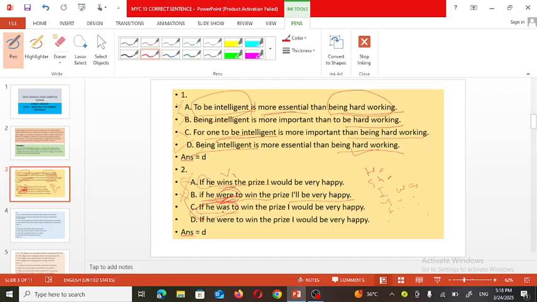If he was to, so this is wrong. He was is in simple past tense, that is correct. But when we are talking about the things which we suppose would happen in the past, at that time he were. So option D is correct: if he were to win the prize, I would be very happy. So option D is accurate.